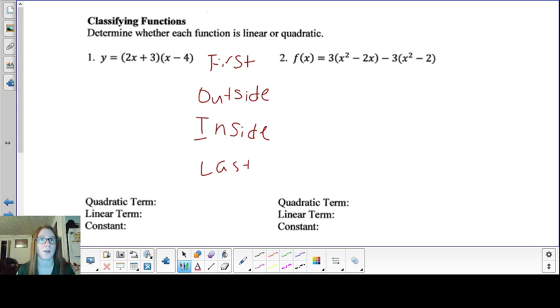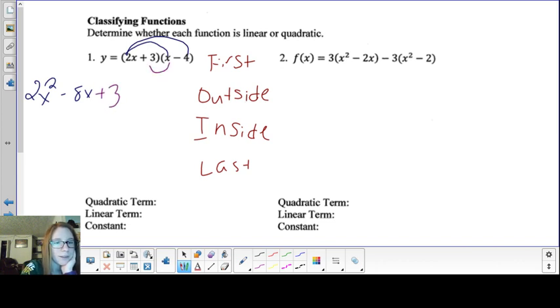And we only need to do it on the first one because if you notice, the second problem is just basic distributing. So to FOIL, we're going to do the first terms first. So 2x times x, which is 2x squared. Then the outside: 2x times negative 4, which is negative 8x. Then the inside, which is 3 times x, which is 3x. And then 3 times negative 4, which is a negative 12.